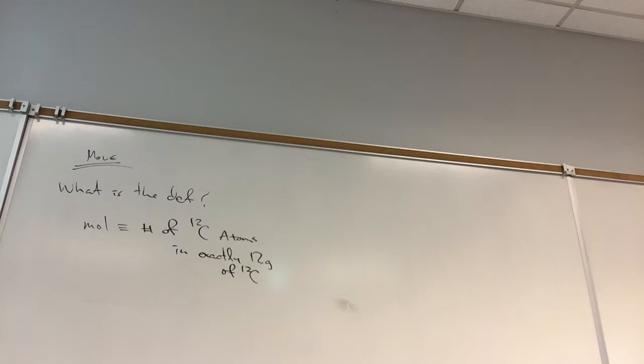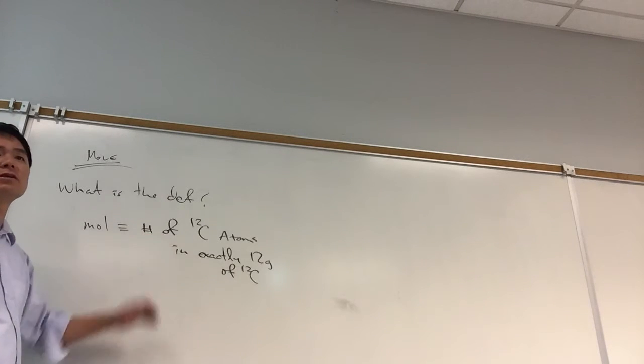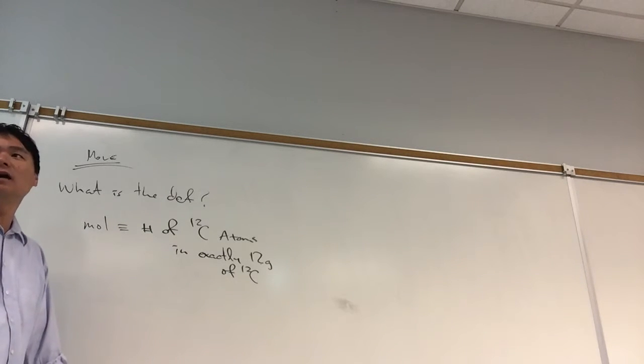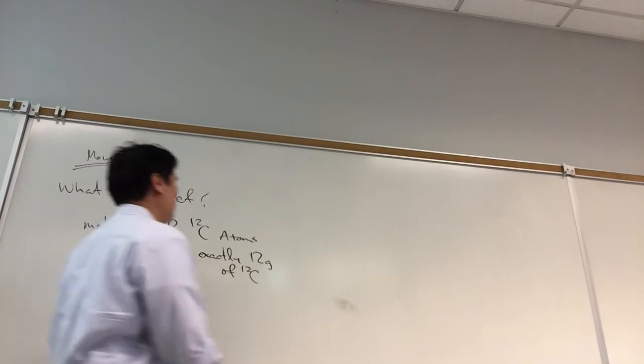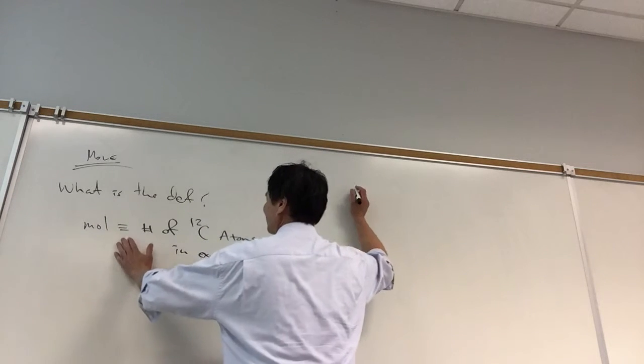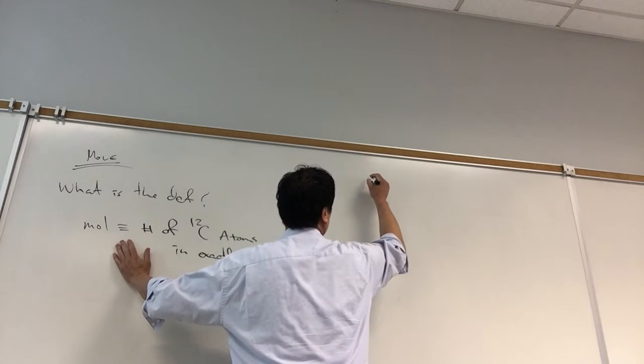So if you had 12 grams of carbon-12, which is isotopically pure, because carbon in nature usually occurs as a mixture of carbon-12 and carbon-13, you get rid of all the carbon-13 and you're left with just pure carbon-12 atoms. Every single carbon atom is exactly the same. If you have 12 grams of that, then you figure out how many atoms there are. You could calculate it, or you could determine it experimentally.